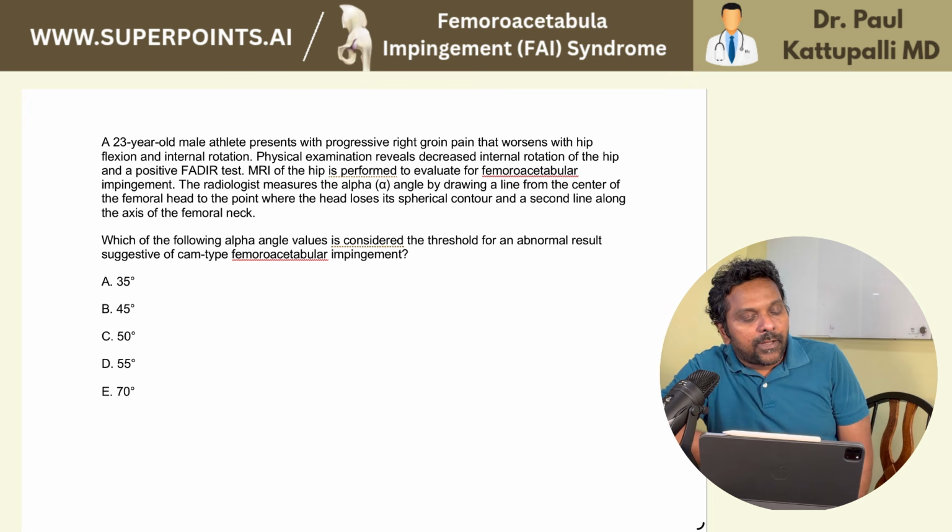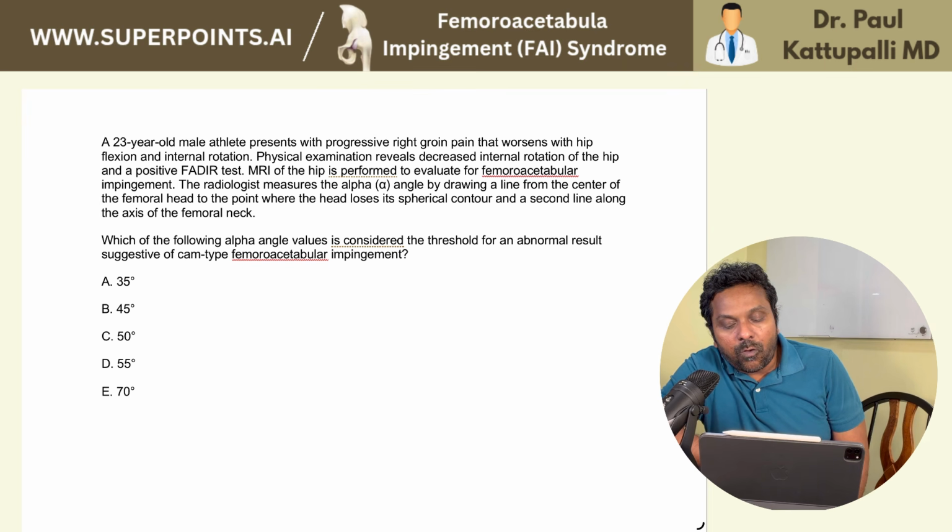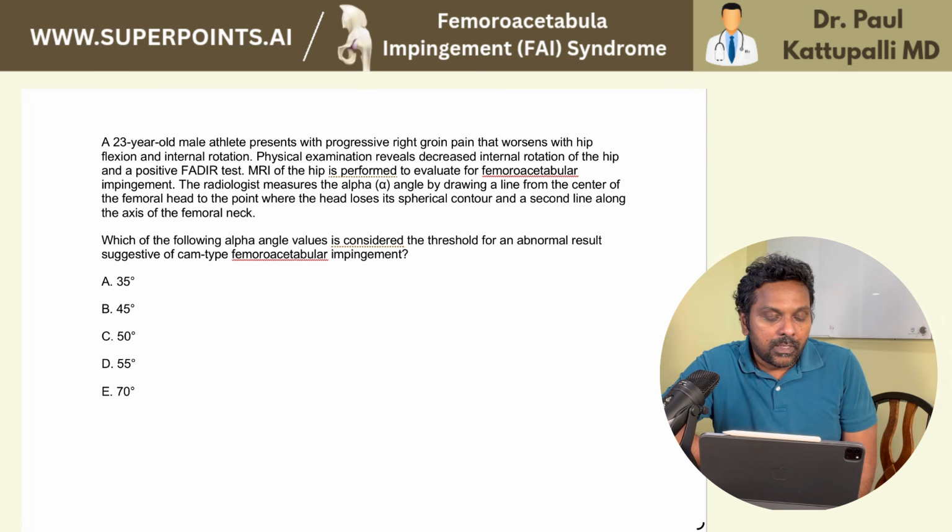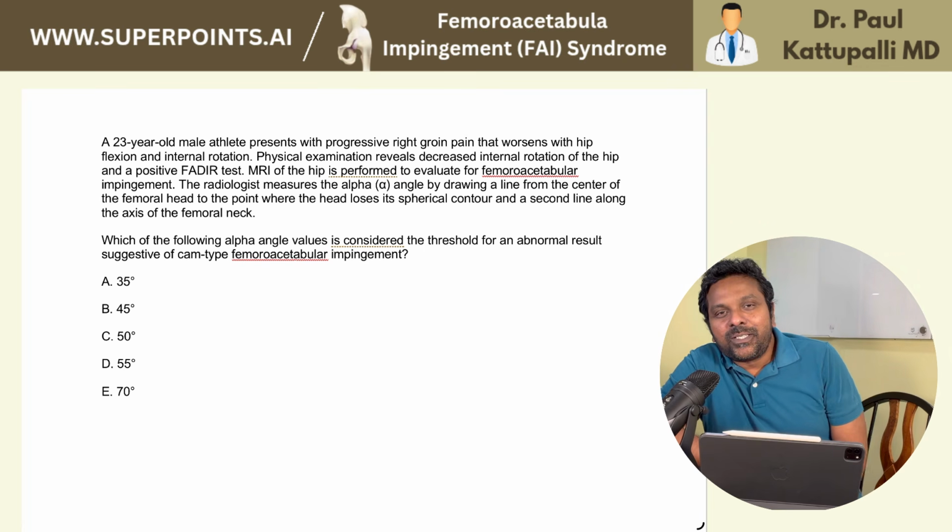In this next question, a 23-year-old male athlete presents with progressive right groin pain that worsens with hip flexion and internal rotation. Physical examination reveals decreased internal rotation of the hip and a positive FADIR test. MRI of the hip is performed to evaluate for femoroacetabular impingement. The radiologist measures the alpha angle by drawing a line from the center of the femoral head to the point where the head loses its spherical contour, and a second line along the axis of the femoral neck. Which of the following alpha angle values is considered the threshold for an abnormal result suggestive of CAM type femoroacetabular impingement? All right, folks, it's a very easy question if we had followed what I said earlier. So choose the correct answer and we will discuss.